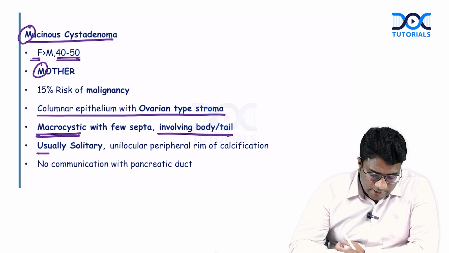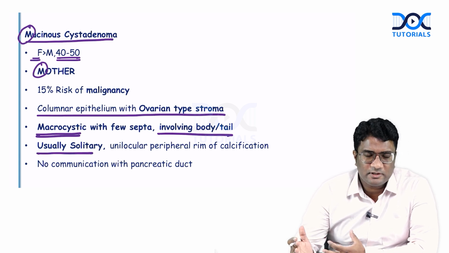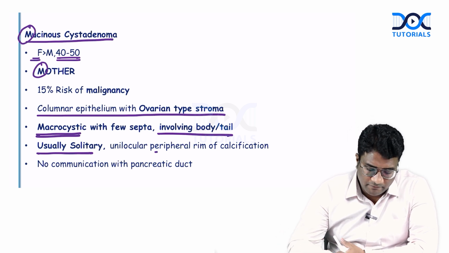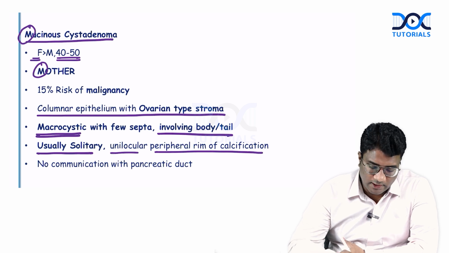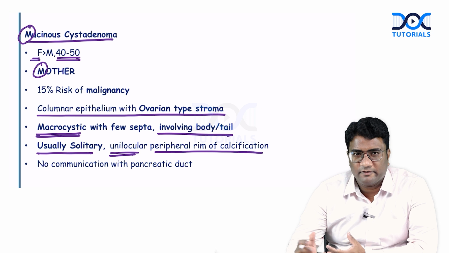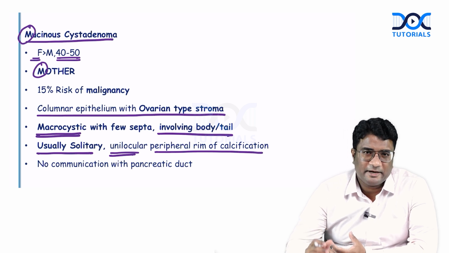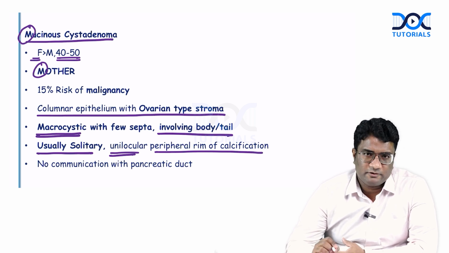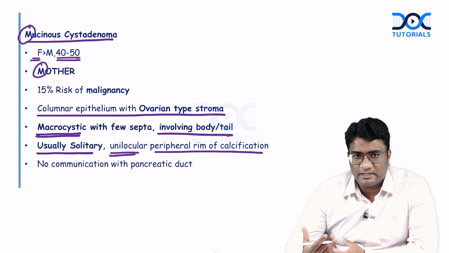And this is usually solitary, whereas serous was multiple, honeycomb-like, cluster of grape-like microcysts, but this is usually solitary with a peripheral rim of calcification, unilocular, whereas serous was multilocular. Okay, so microcystic appearance is serous cystadenoma. Macrocystic, unilocular appearance is mucinous cystadenoma. And it does not have any communication with the pancreatic duct. Pancreatic duct communication is seen with intraductal papillary mucinous neoplasm.